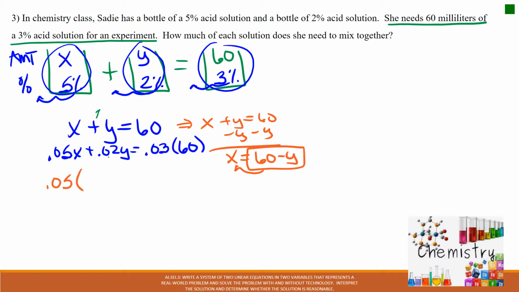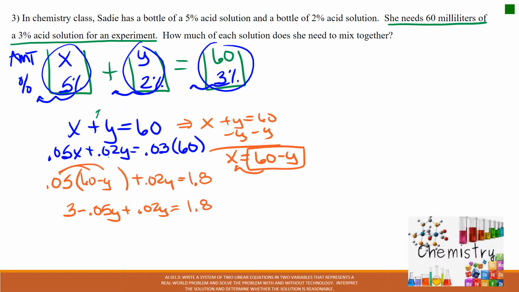So I'm going to go 0.05X plus 0.02Y equals, and then at this point, I'm going to multiply 0.03 times 60 because I need to know what that is, and it's 1.8. I'm going to substitute in 60 minus Y. Distribute, distribute. 0.05 times 60 is 3 minus 0.05Y plus 0.02Y equals 1.8.